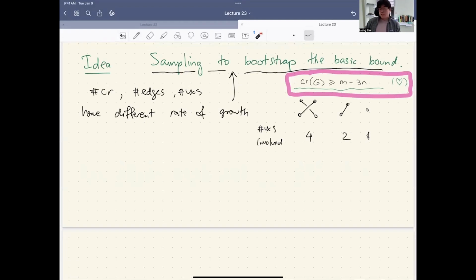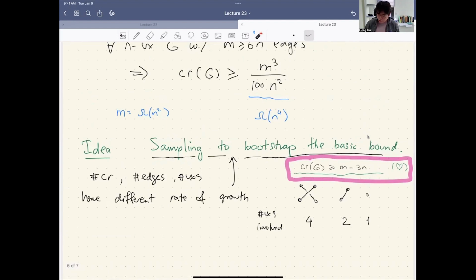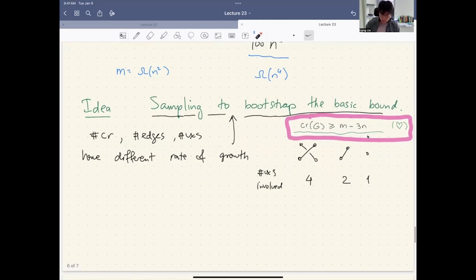So the sampling is easy. We're just going to sample an induced subgraph of G, meaning we pick each vertex, because here what we cared about is the number of vertices, right? This is where the discrepancy on the order is. So we pick each vertex with probability p.